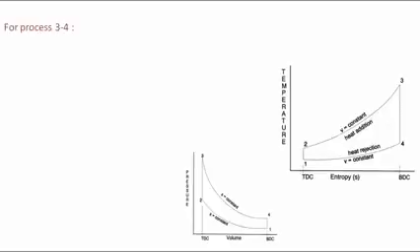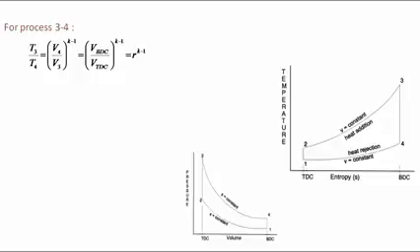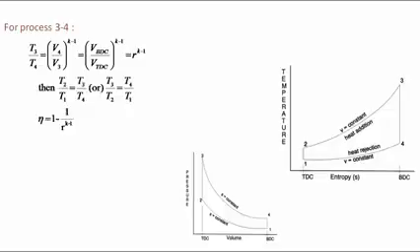For process 3 to 4, T3 by T4 is equal to (V4 by V3) whole power K minus 1, that is equal to (volume at BDC by volume at TDC) whole power K minus 1, that is equal to R power K minus 1. Then T2 by T1 is equal to T3 by T4, or T3 by T2 is equal to T4 by T1. Then efficiency is 1 minus 1 by R power K minus 1.